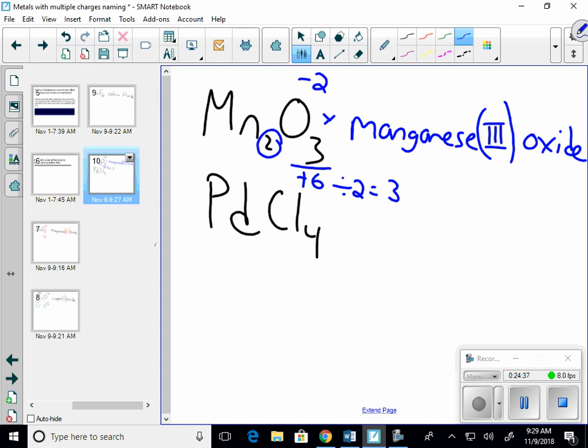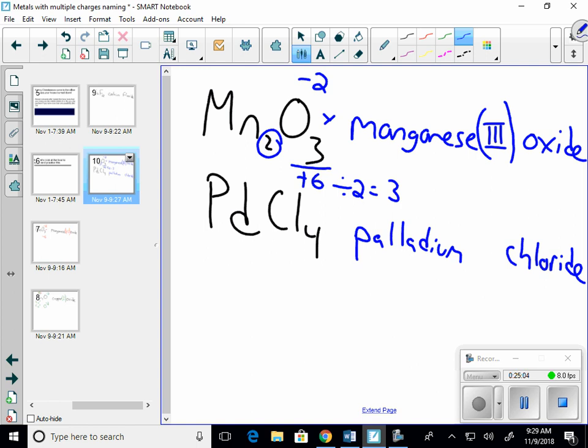Next one, PdCl, palladium chloride. I believe when you looked at your periodic table, there's either a small +2 or a +4 over palladium. It has more than one charge. We have to figure out which charge it is.